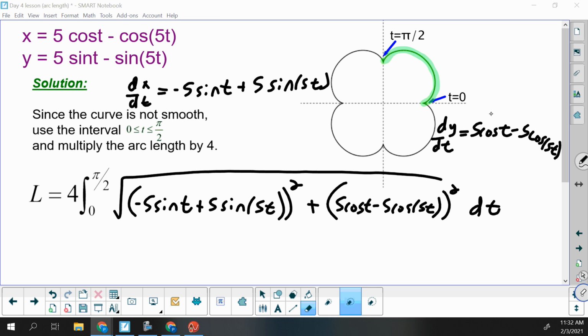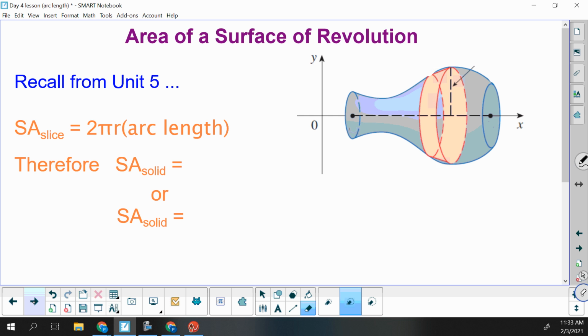All right, and you should have found that this worked out nicely as 40. So that's how you do arc length of a planar curve or a parametric. Could say either. So the other thing we're going to look at is surface area.